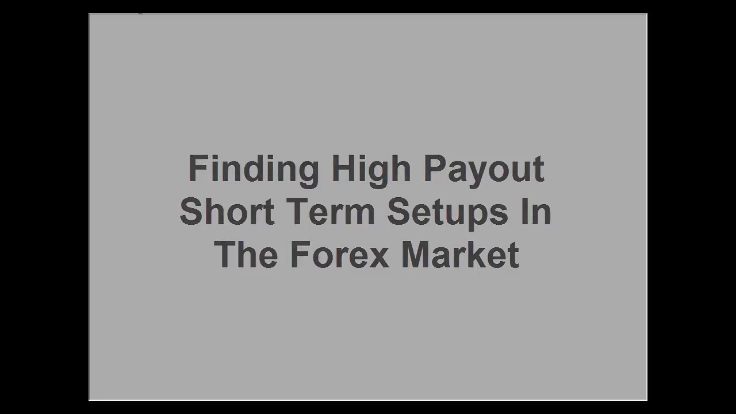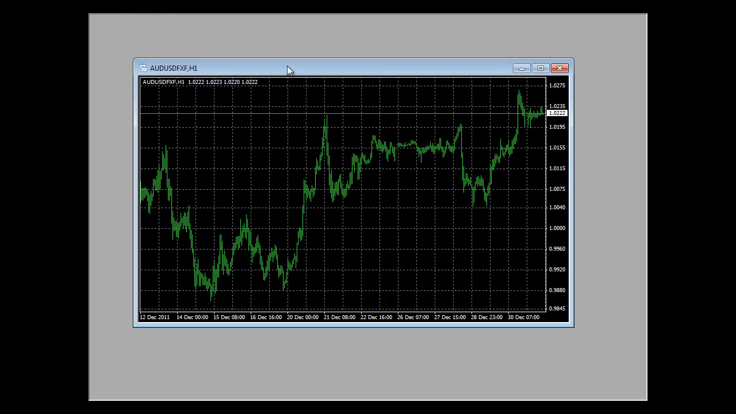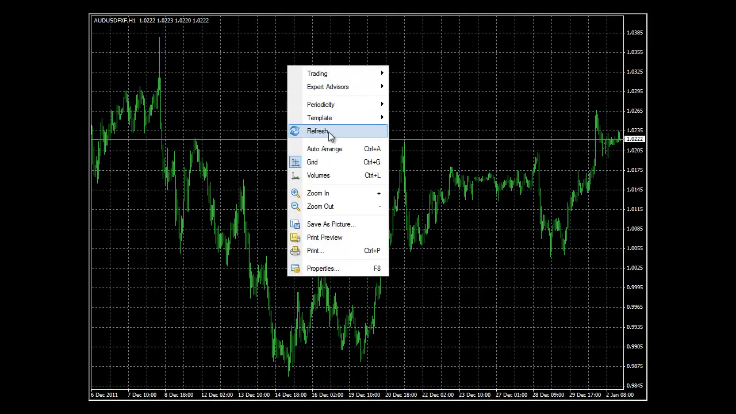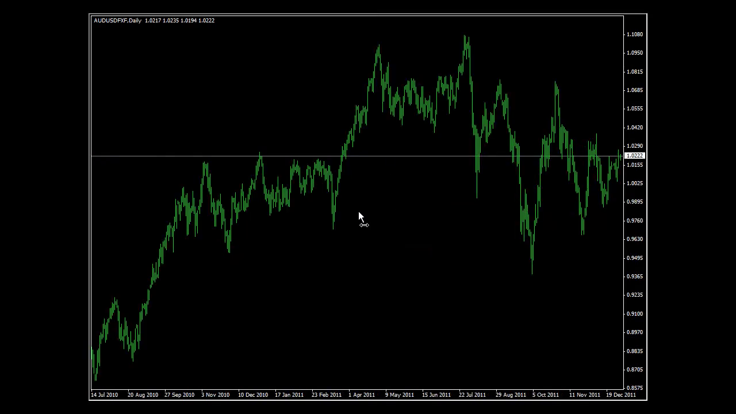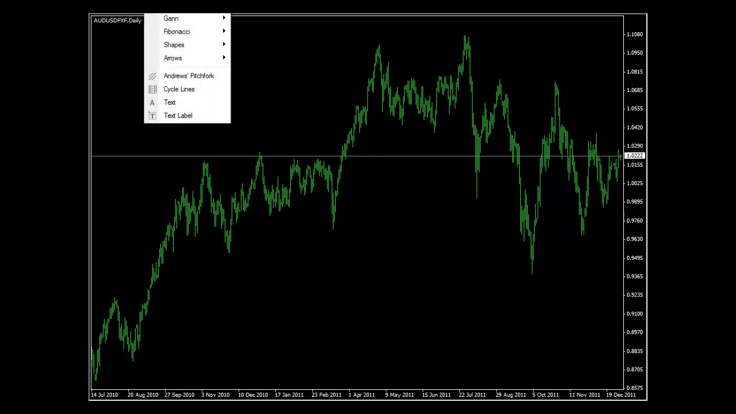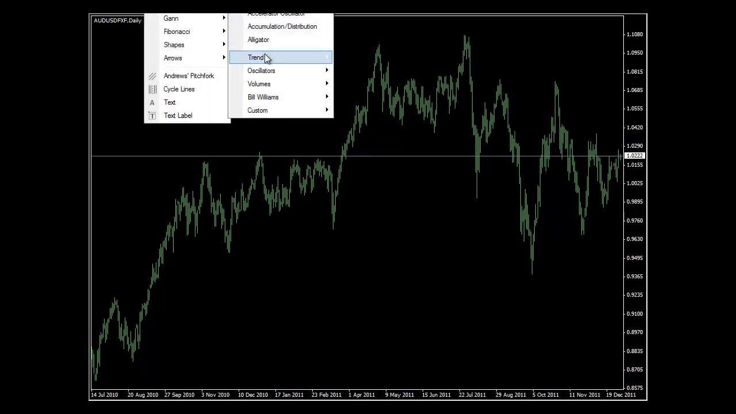Okay, so let's pick. Let's look at two pairs. We'll use one of my favorite pairs, the cable, and we'll look at the Australian dollar just to show it does work on other currency pairs. All right, what I'm going to do is pull up a daily chart, and we're going to plot two moving averages.